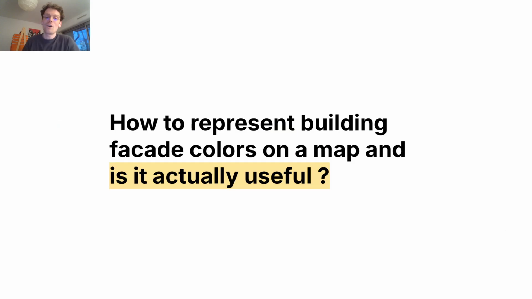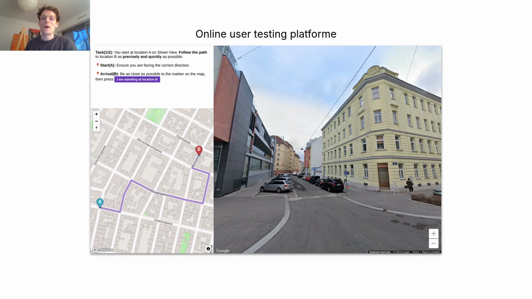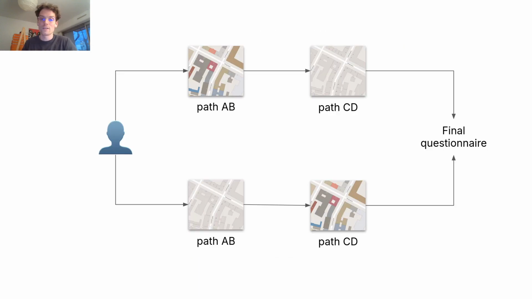So second part now, is it actually useful? Well, I created an online user testing platform to evaluate this. On the right side, we have Google Street View that was used as a virtual environment. And on the left side, we have Mapbox Studio, in which I implemented my map. And I asked the users to go from point A to point B while following this purple path. So the user either got a gray map or the color map, and then it was switched. And then there was a final questionnaire.